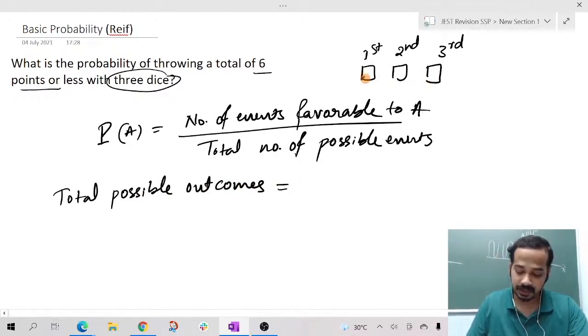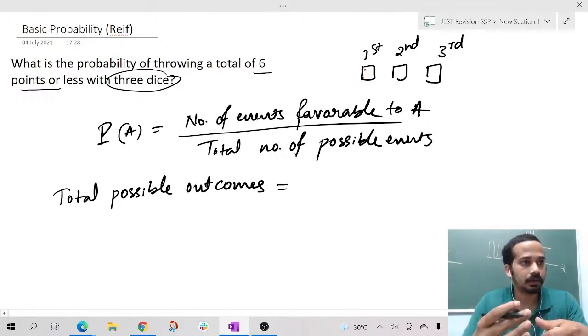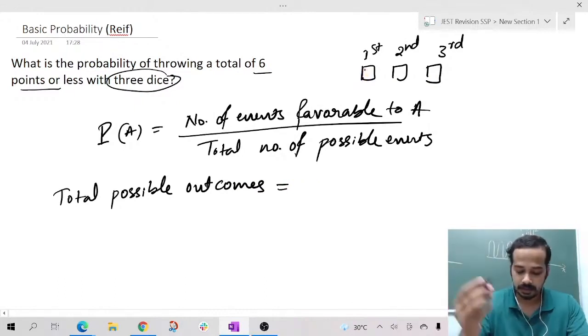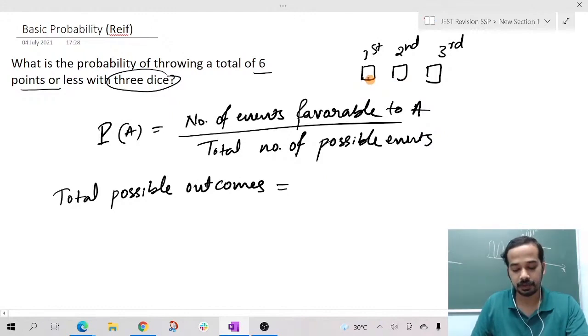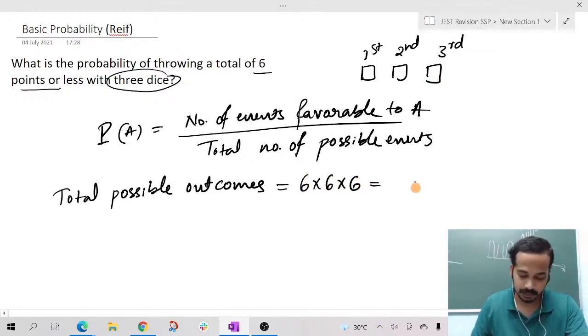Each dice can have 6 different outcomes. Again, you can take the principle of counting. You have 3 dice. One dice can have 6 possible ways, then the second dice can have 6 possible ways, and for each of these two, the third dice can have 6 possible ways. Your principle of counting says 6 into 6 into 6. What is this value? 216. So that is the total number of possible outcomes.